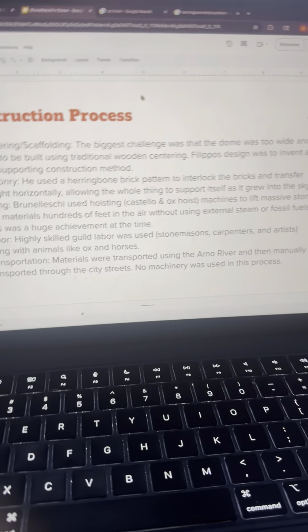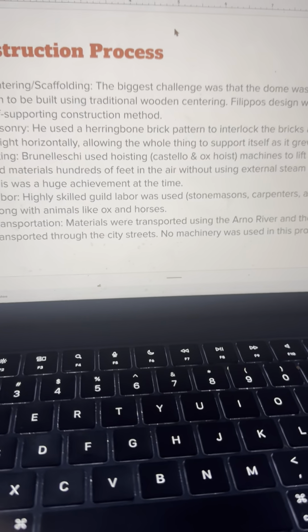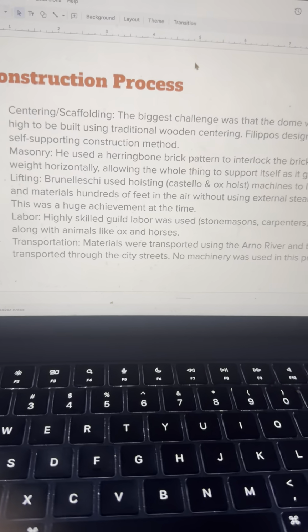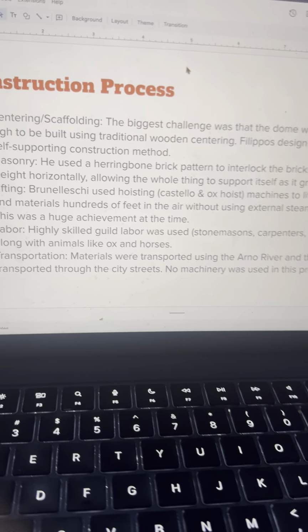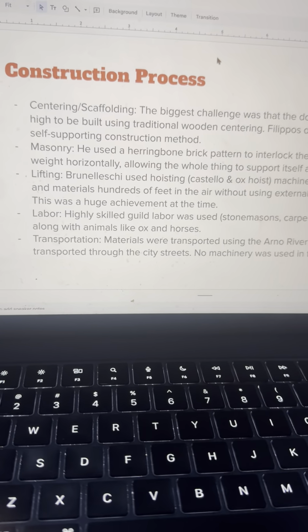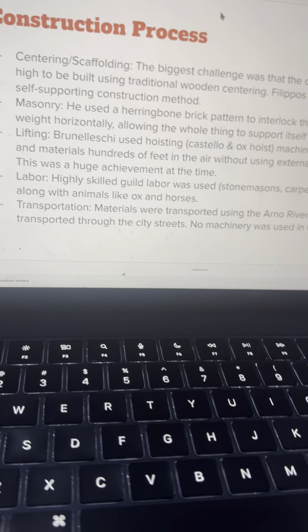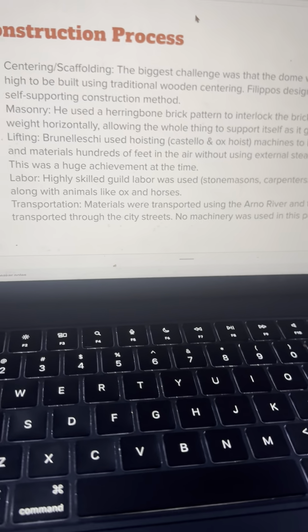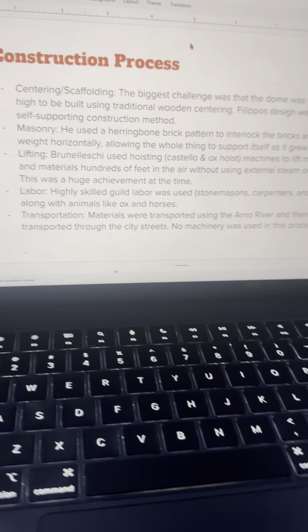The construction process, centering and scaffolding, was the biggest challenge, as the dome was too wide and too high to be built using traditional wooden centering. His design was to invent a self-supporting construction method. Masonry: he used a herringbone brick pattern to interlock the bricks and transfer weight horizontally, allowing the whole thing to support itself as it grew into the sky.